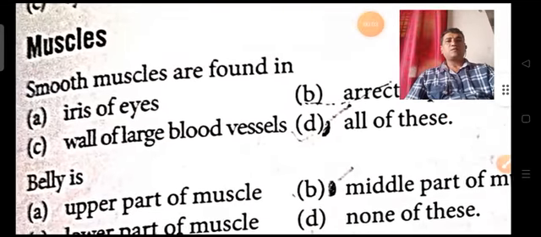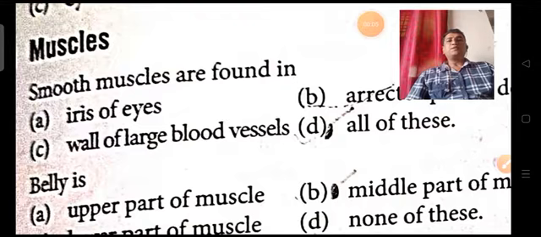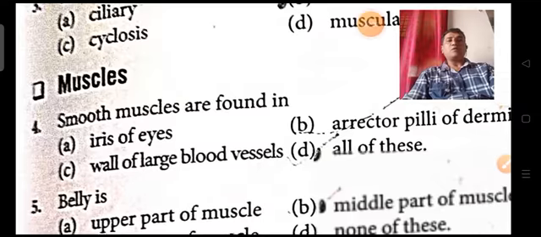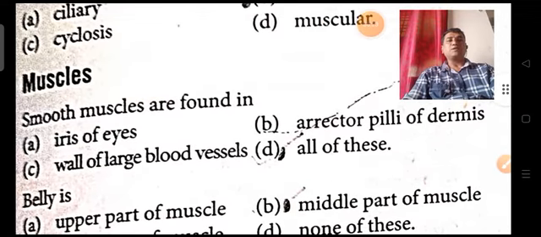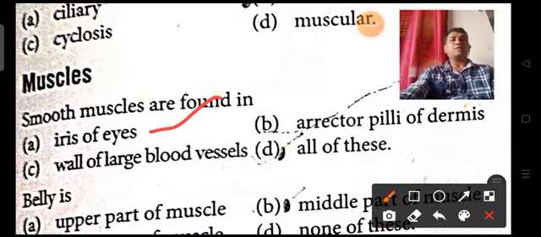Next, muscles. Smooth muscles are also called involuntary muscles. So wherever there is a function not under the control of the brain, all those muscles consist of smooth muscles. So the iris of the eye is not under the direct control of the brain. So this can be the right answer.